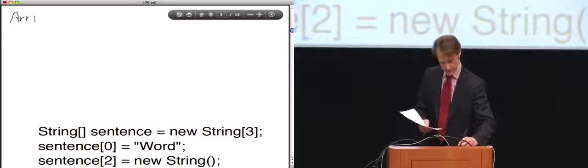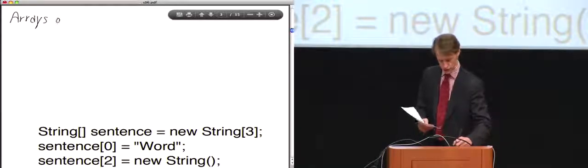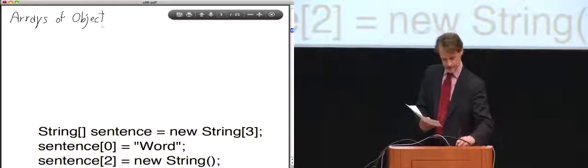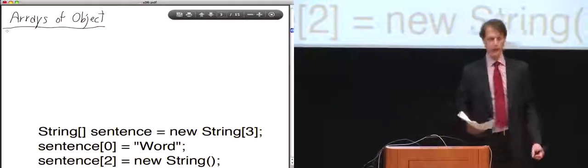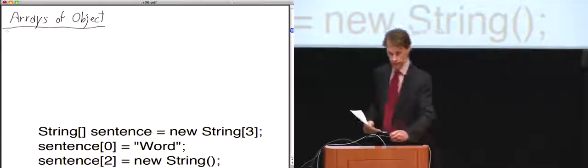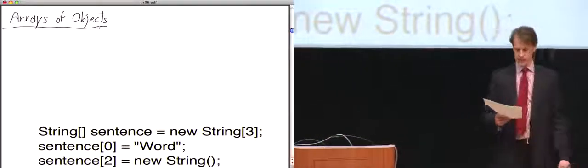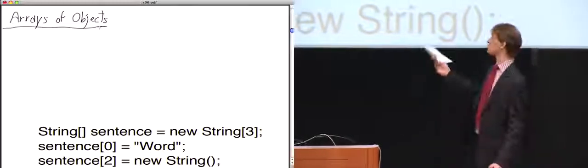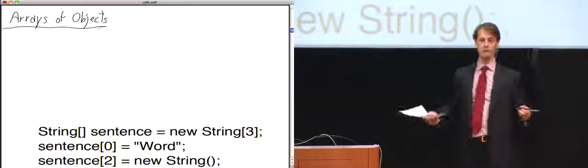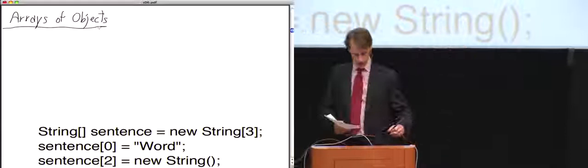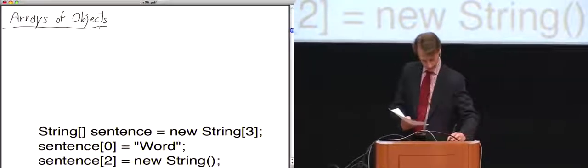So since we have this automatic array construction where you can construct arrays of arrays with one line, you might wonder whether the same is true for arrays of objects. And the answer is no. When you construct an array of objects, Java does not create the objects for you.